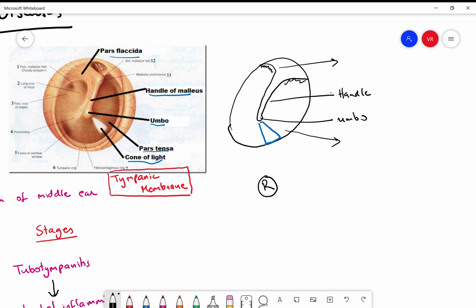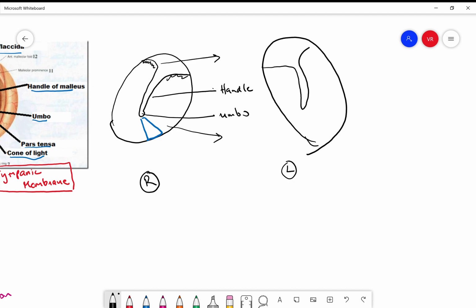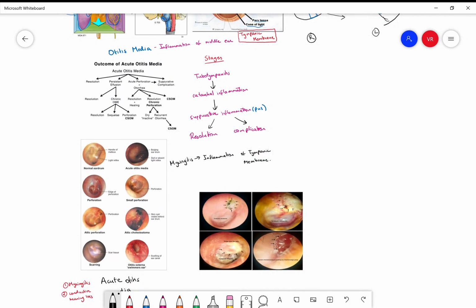So just remember that if you're drawing the right tympanic membrane, it should be tilted towards the right, and if you're drawing the left tympanic membrane, you're going to have it tilted to the left, and this is how it will be, and there will be a cone of light present over here. So these are just rough diagrams and basic important things which you need to know while you're drawing the tympanic membrane.